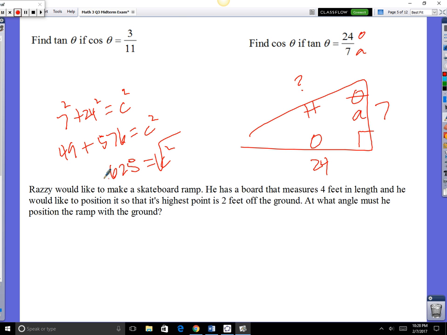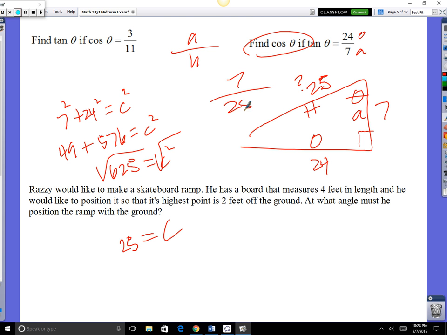Undo the square, so square root, square root. So if we square root 625, okay, that one's nice. That's a perfect square. So c is the whole number 25. So this is 25. And they want the fraction for cosine. So cosine is adjacent over hypotenuse. So they want the 7 on top and the 25 on bottom.